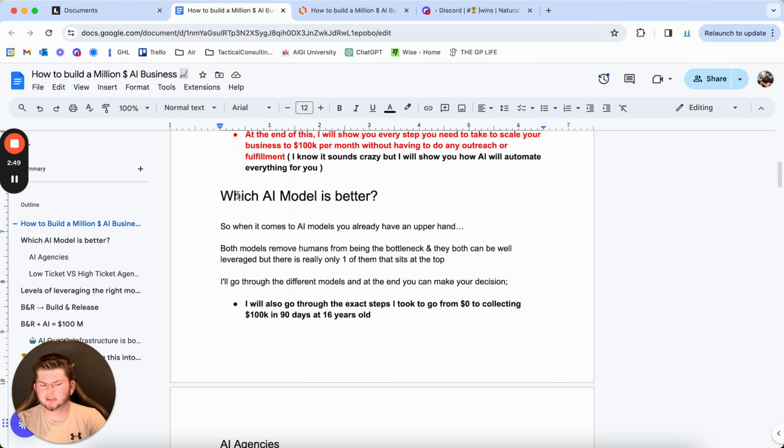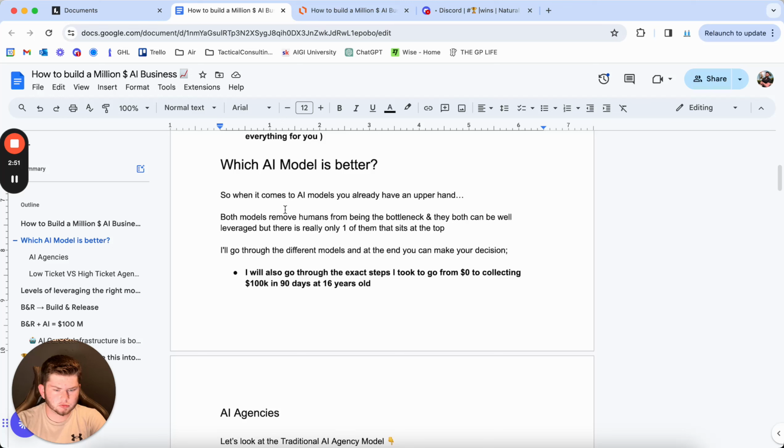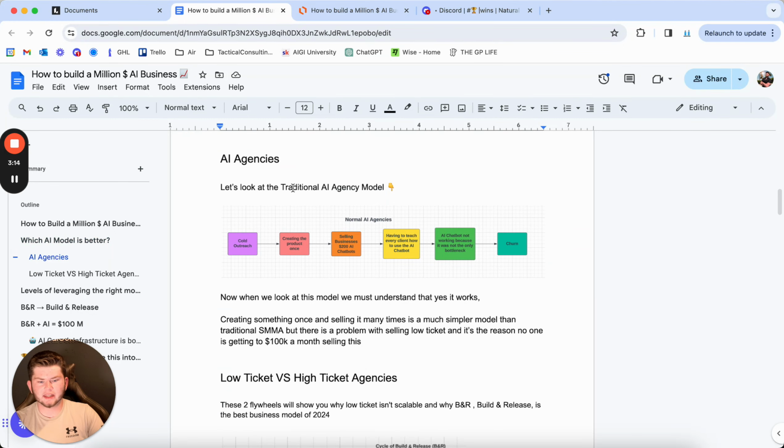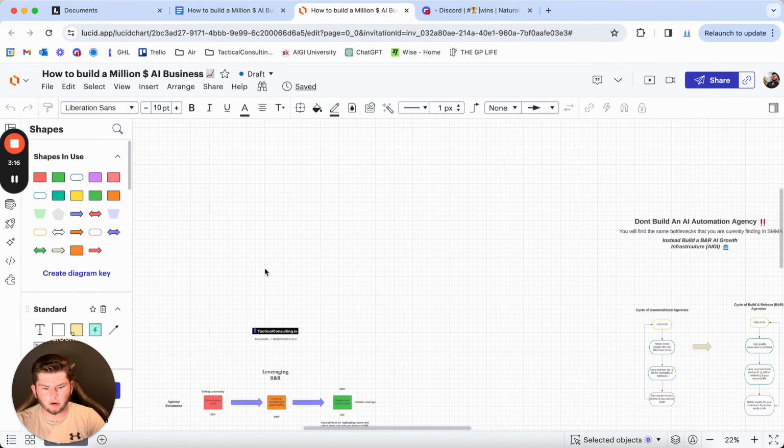So the question is, what AI model is better? When it comes to AI models, you really have an upper hand. Both models remove humans from the bottleneck of having to communicate and do anything customer facing or sales or prospect facing. And it's very leveraged for these business owners, and that's why they want to implement it. I'll go through the different models and you can jump in and see what you want to do. You can look at the AI agency model, and I have all this mapped out on a Lucid chart.